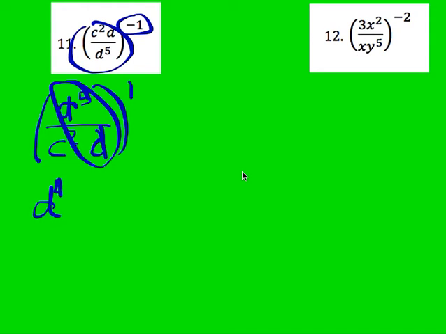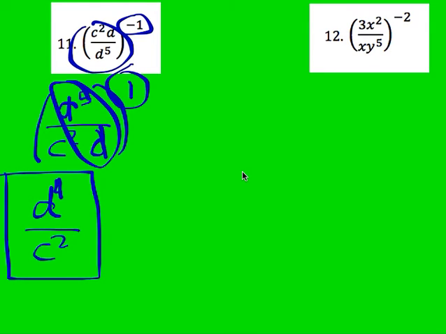So I'm going to get d to the fourth on top, and then I'm going to get c squared on the bottom. Now that entire thing is going to be raised to the first power. Well, being raised to the first power doesn't really change our problem. So that is going to be our final answer, because raising it to the first power isn't going to affect any of the exponents. So that's your answer for number 11.